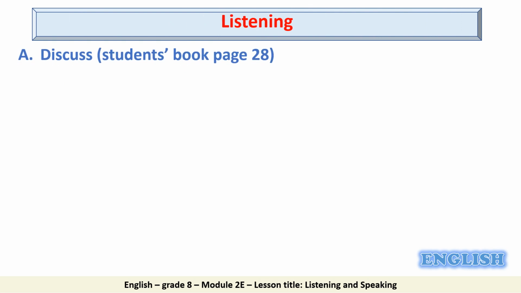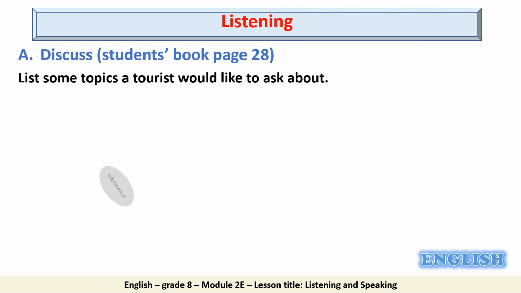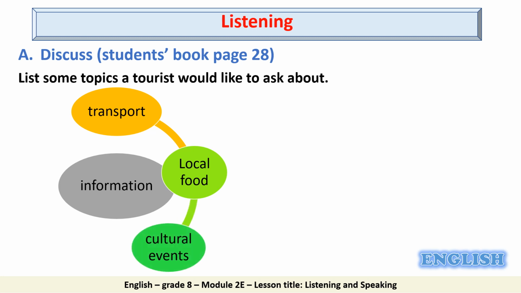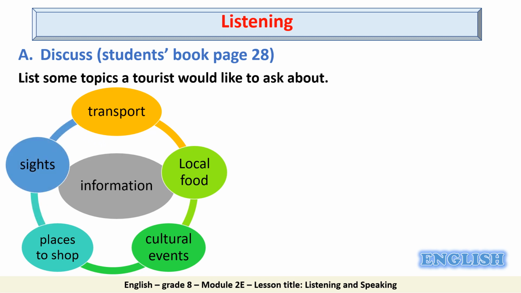Can you list some topics a tourist would like to ask about? Put yourself in grade 8 in the same situation. Think about the topics that you would like to ask about when you travel to a new place. Any idea? Yes, you can ask about transport, the bus or a train time, local food, the best restaurants in this place, cultural events like famous festivals or concerts, places to shop such as souvenir shops and shopping centers, and finally, sites or places of interest like museums and castles.